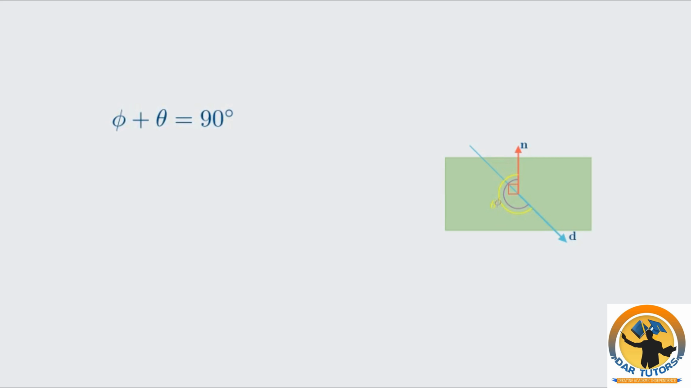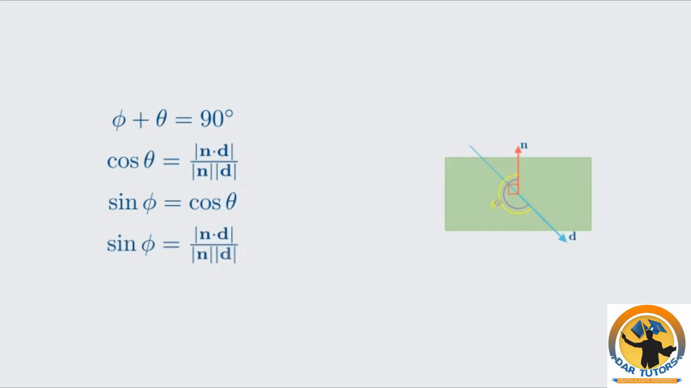We can find the angle theta using the dot product formula for vectors. The cosine of theta is the absolute value of the dot product of n and d divided by the product of their magnitudes. We use the absolute value to ensure we get the acute angle between the vectors. Now, we need to connect this back to phi. From our complementary relationship, we know that cos theta is equal to sine phi. Therefore, we can substitute sine phi for cos theta in our formula.